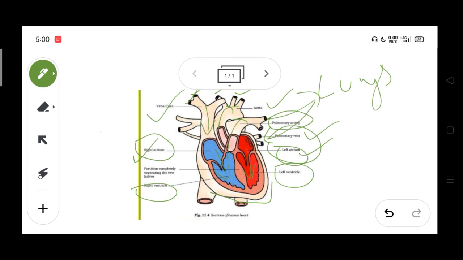So this is the structure of the human heart. Try to draw both the diagrams in your notebook. The first diagram is the one which I have drawn on the paper, and this is the next diagram which shows all the blood vessels and all.